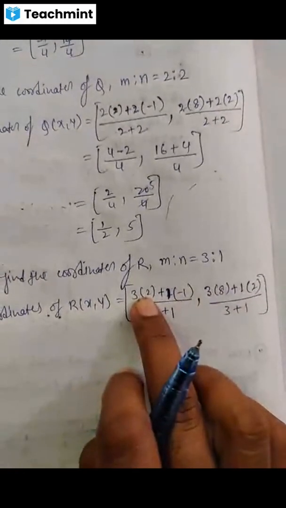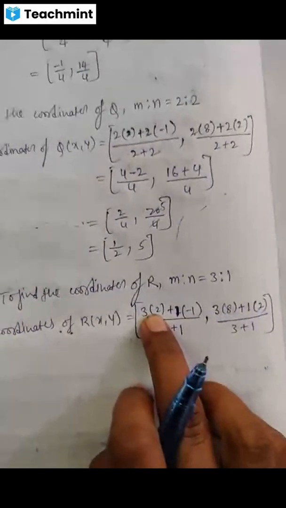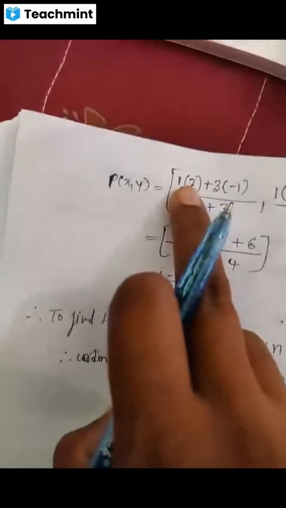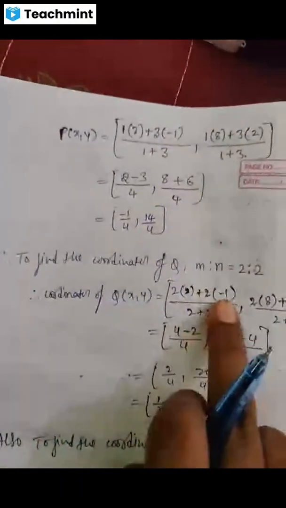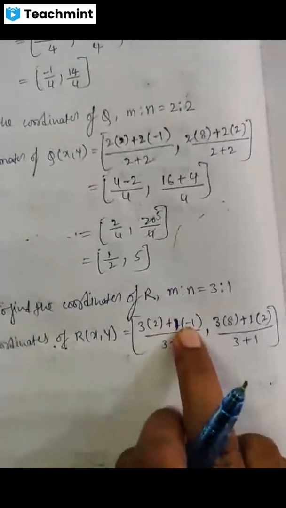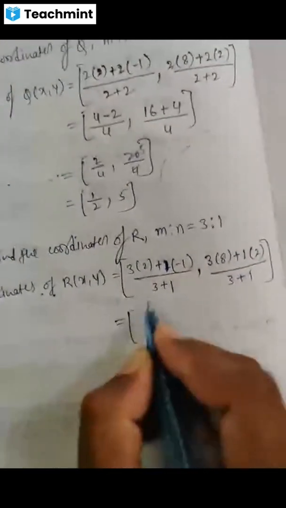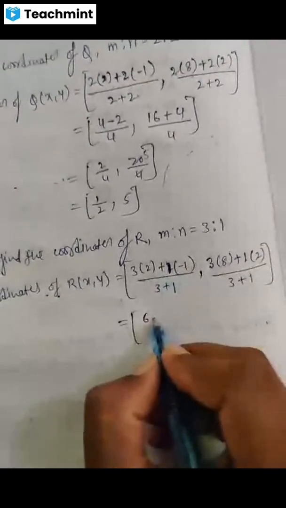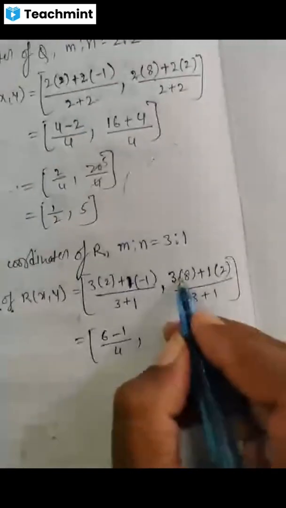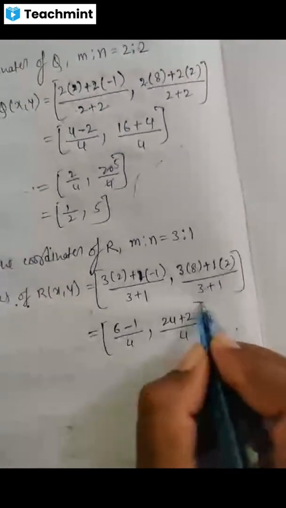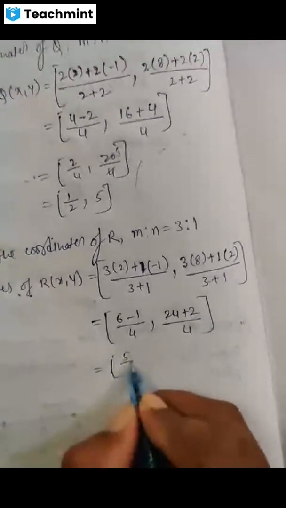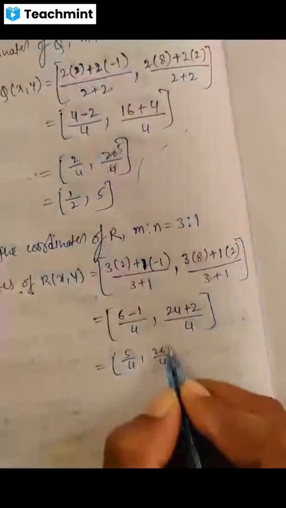So x2 is same as before. Here also x2 is 2, here also x2 is 2, so I have taken 2, x1, x1, x1. Same way proceed. 3 2s are 6 minus 1 divided by 4, 24 plus 2 divided by 4. This is equal to 5 by 4 comma 26 by 4, which are the coordinates of R.